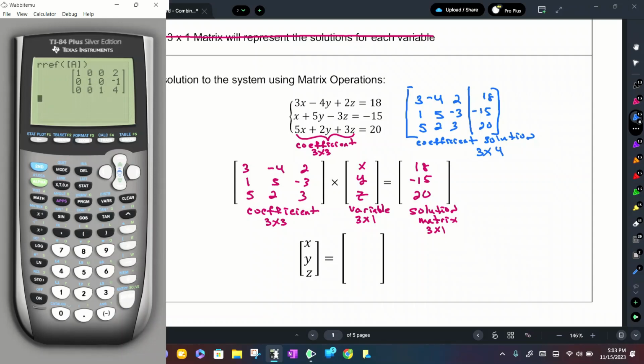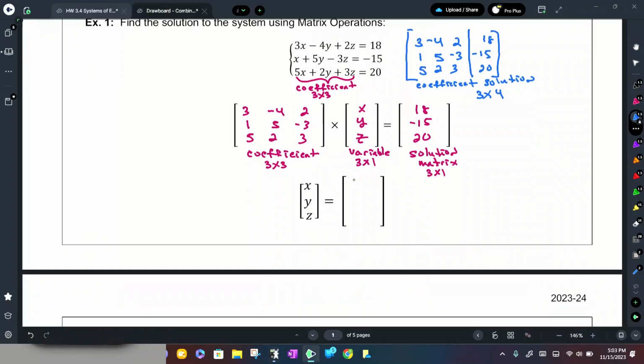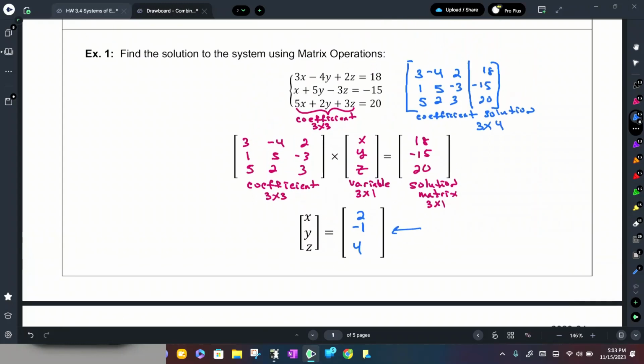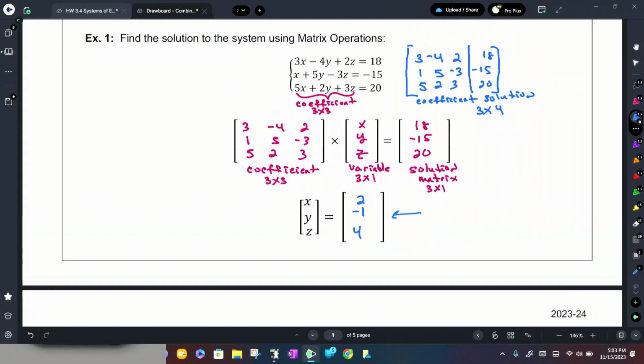So we're going to write that right here. So this is 2, -1, and 4. These, with my variable matrix, are the solution to this system of equations. 2, -1, and 4, the solution to our system of equations.